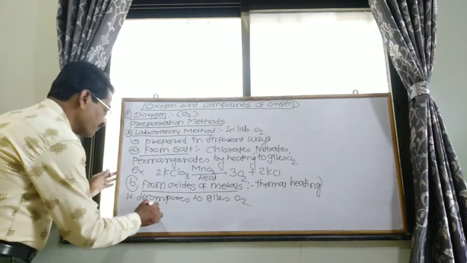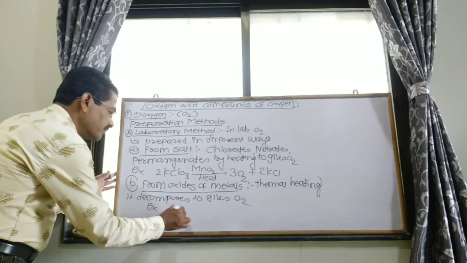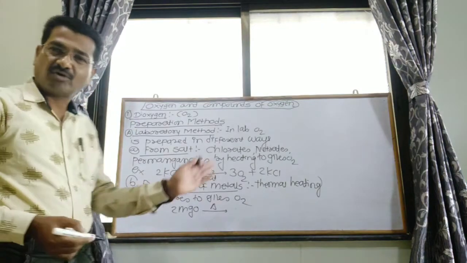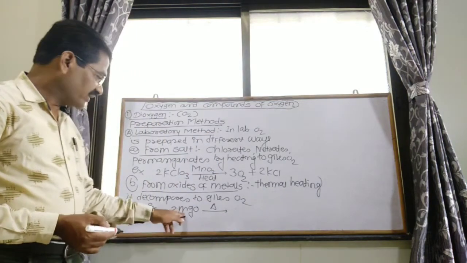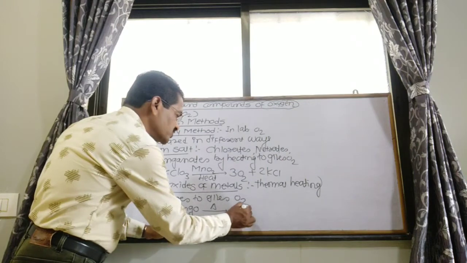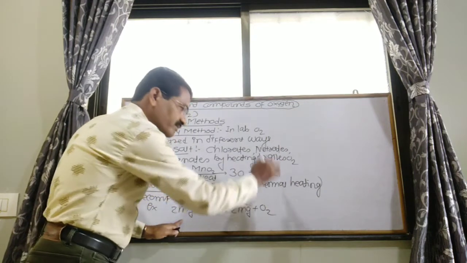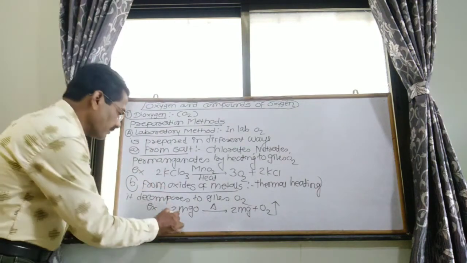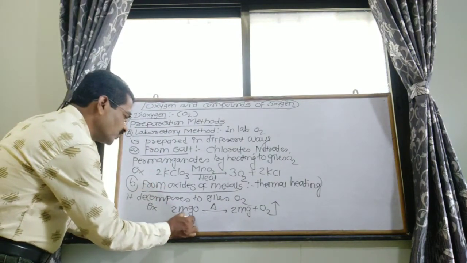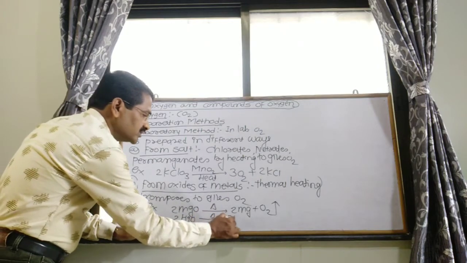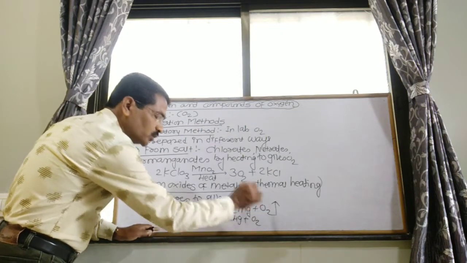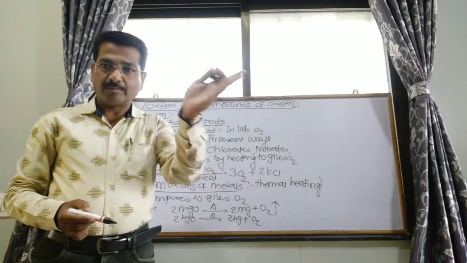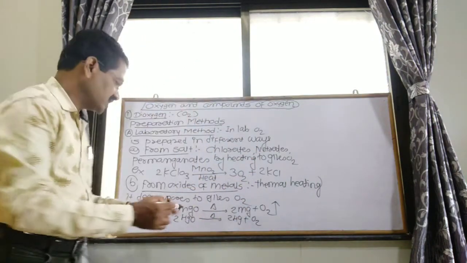For example, 2MgO, magnesium oxide, is heated. Magnesium oxide is a metal oxide. When it is heated, it gives 2Mg, magnesium, plus oxygen. Oxygen is prepared from magnesium oxide. Second example, 2HgO, mercuric oxide, is heated to form 2Hg plus O2. Mercuric oxide is heated to form mercury and oxygen.